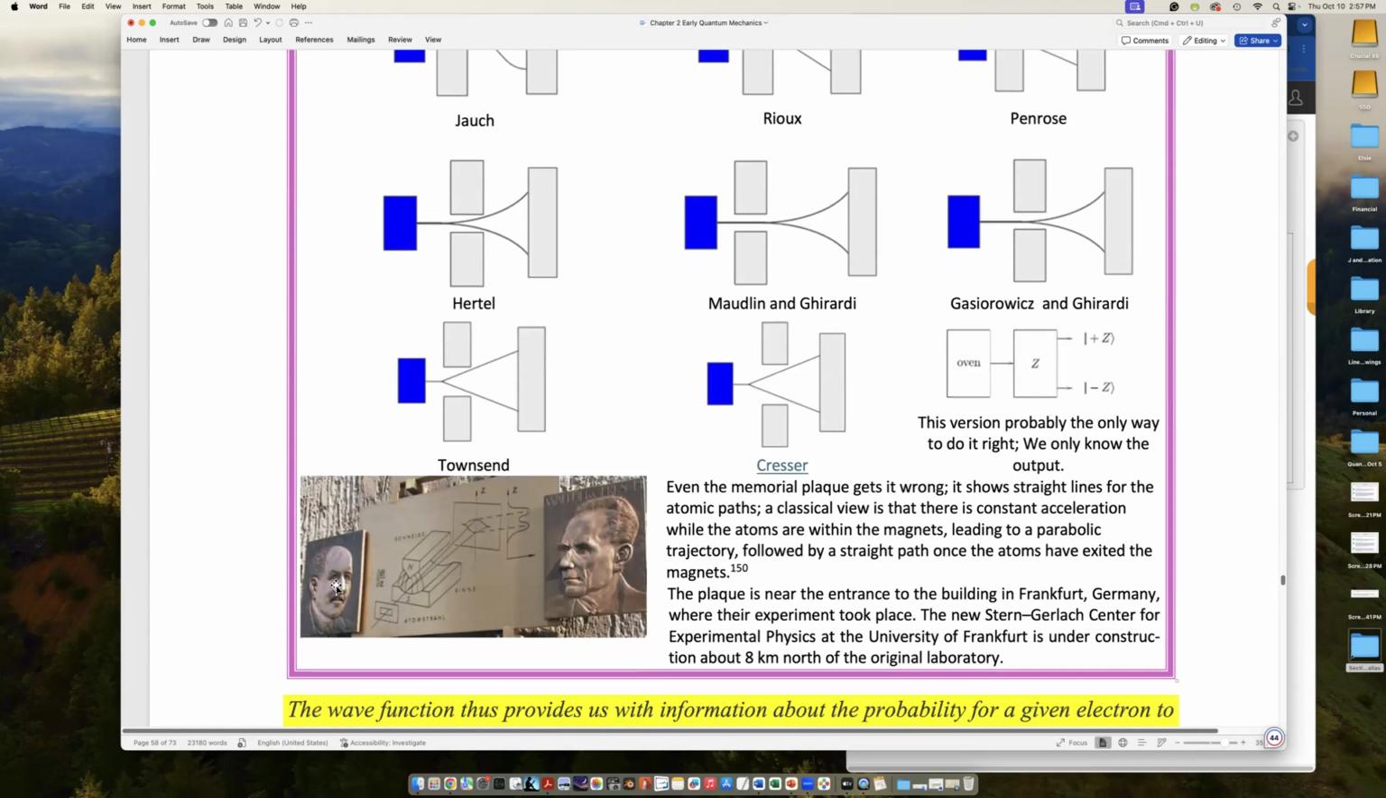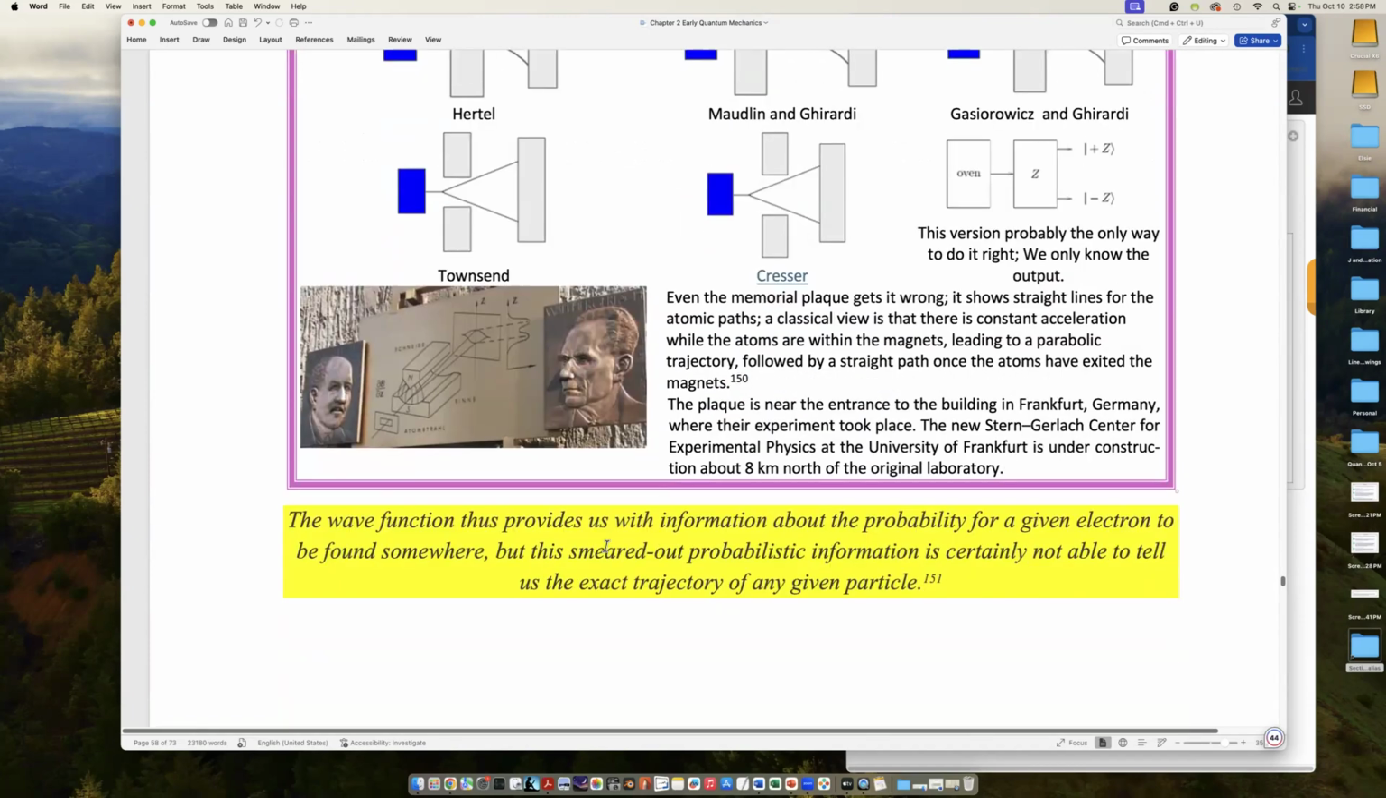Here's Stern and Gerlach being shown. There's the smile that I mentioned. This is on the side of a building in Frankfurt where they did their experiments.